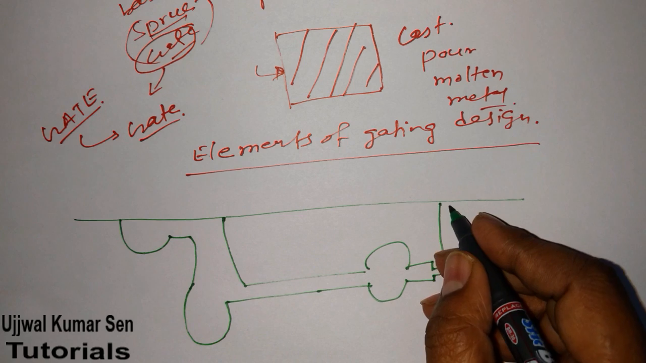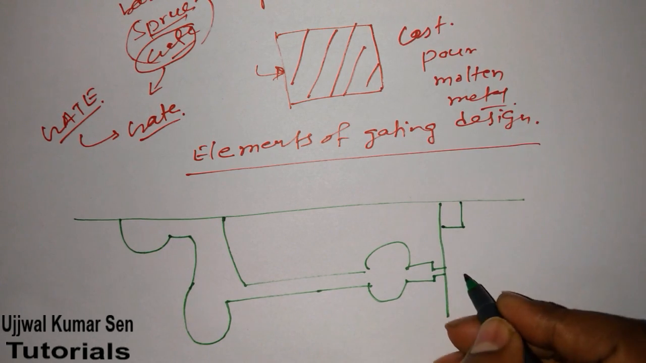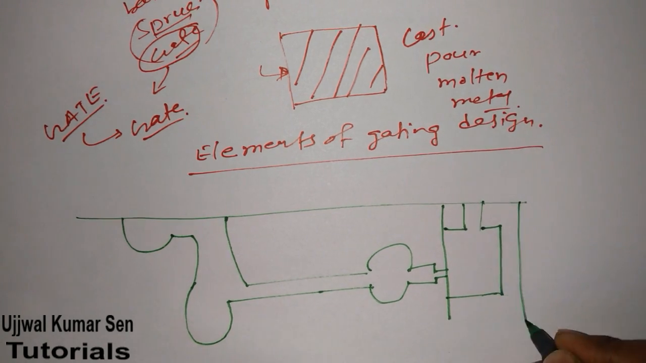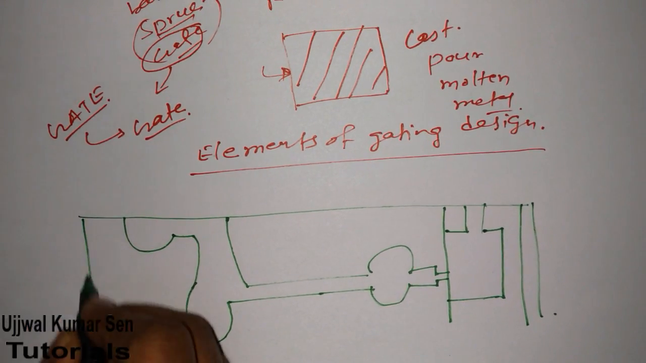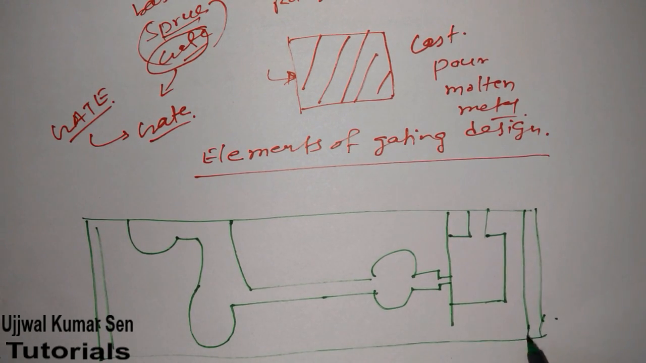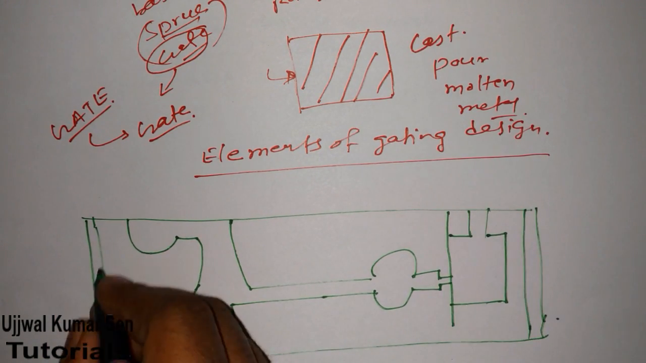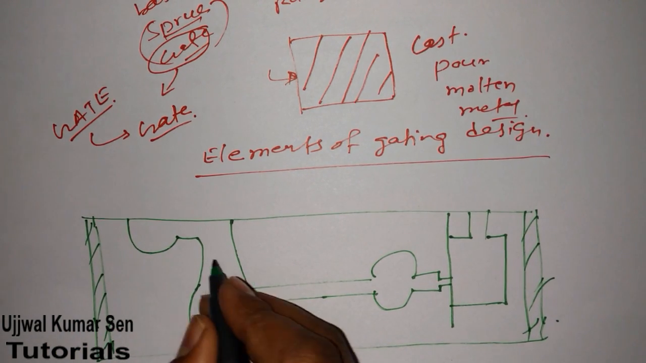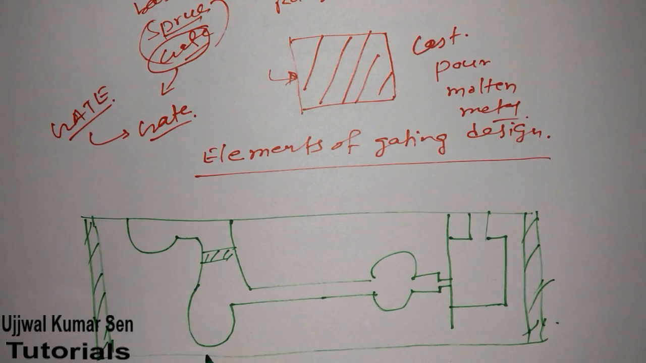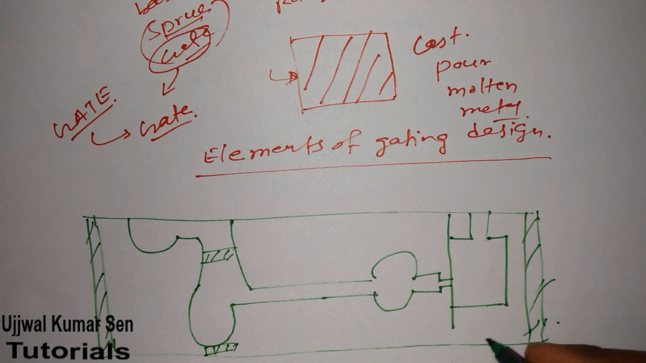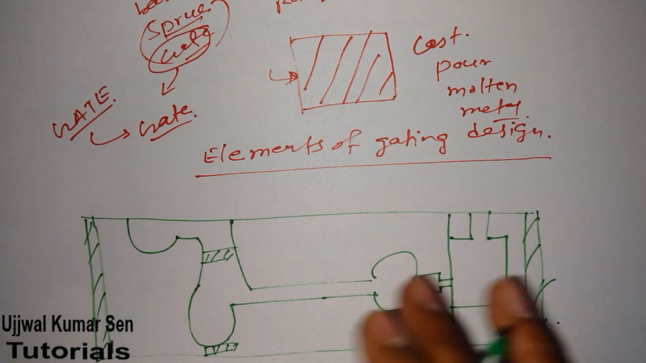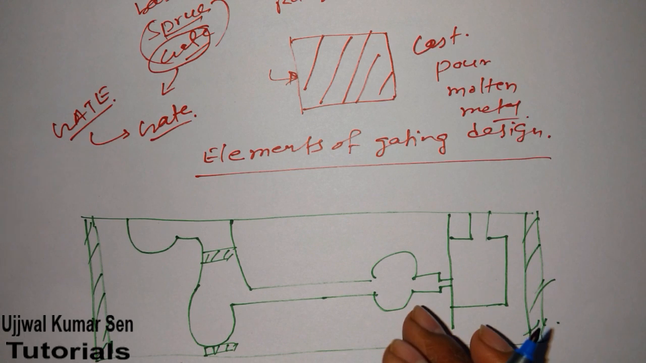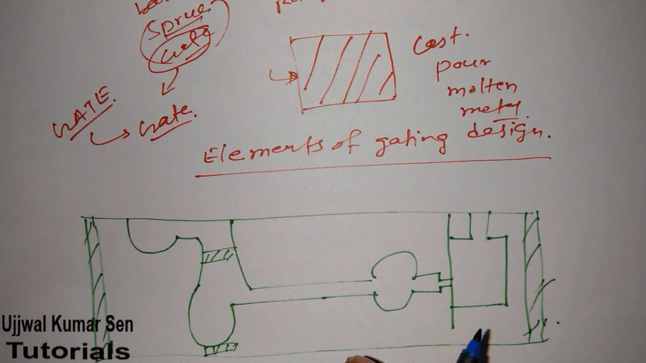Suppose this one is our main cavity, and these are supporting elements here, and we have to close this one, right? I hope you understand cope, drag, cheek and casting, all those things, but I'm not going to cover them. I'm going to share with you all the important elements we use here. So we have drawn this.